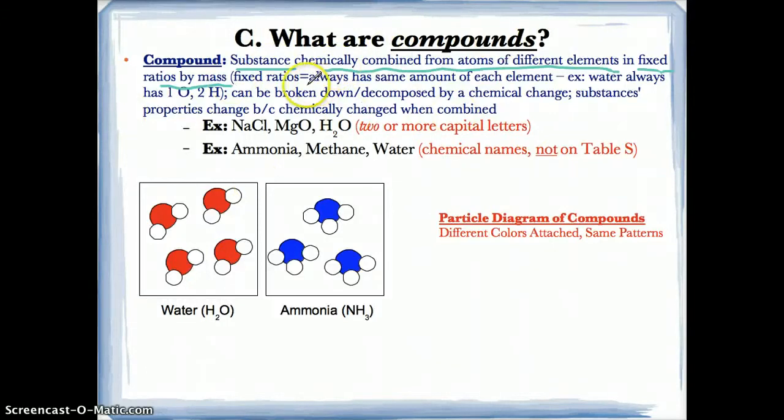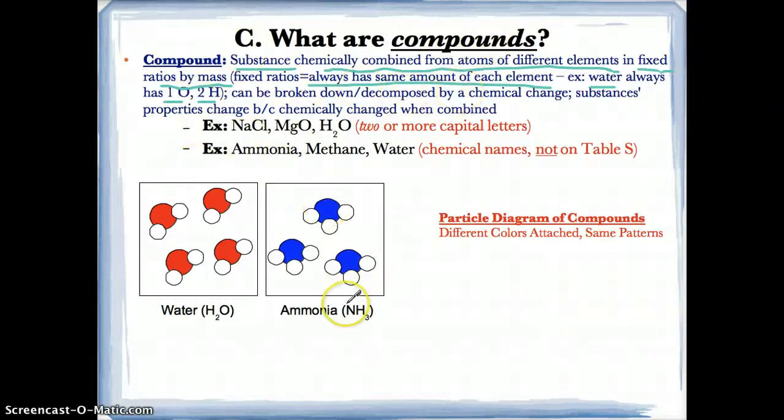What I mean by fixed ratios is that it always has the same amount of each element. Ratios means a comparison of two or more things, and fixed means it's always the same. So put together, fixed ratios means it always has the same amount of each element in the compound. For example, water will always have one O and two H's, which is why the chemical formula for water is H2O. You will never have three H's and one O in water. It will always be two H's and one O in water. All right? That's what I mean by fixed ratio. It always has the same amount of each element.